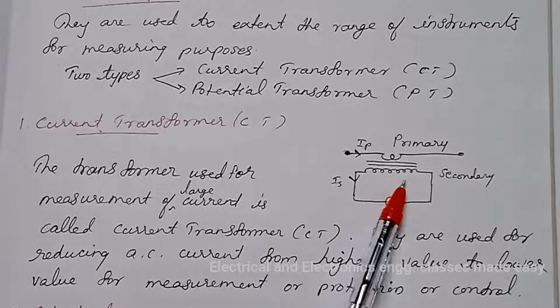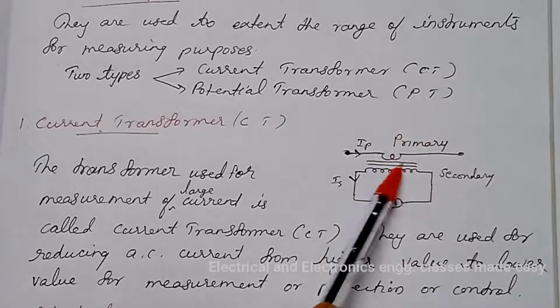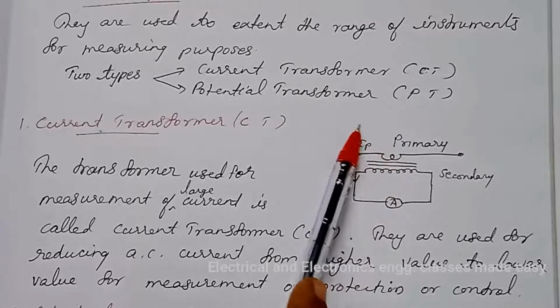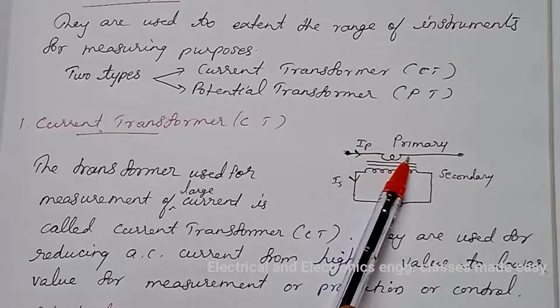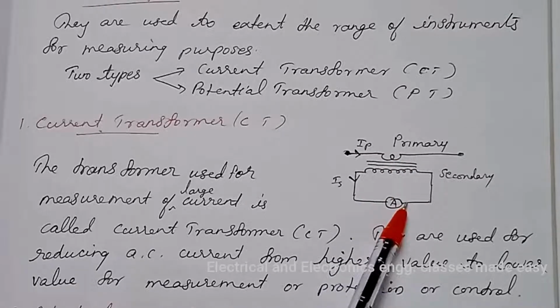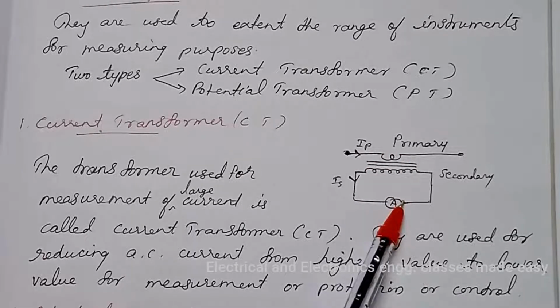The figure shows current being measured by a CT. The primary winding is so connected that the current being measured passes through it, and the secondary is connected to an ammeter. The CT steps down the current to the level of ammeter.